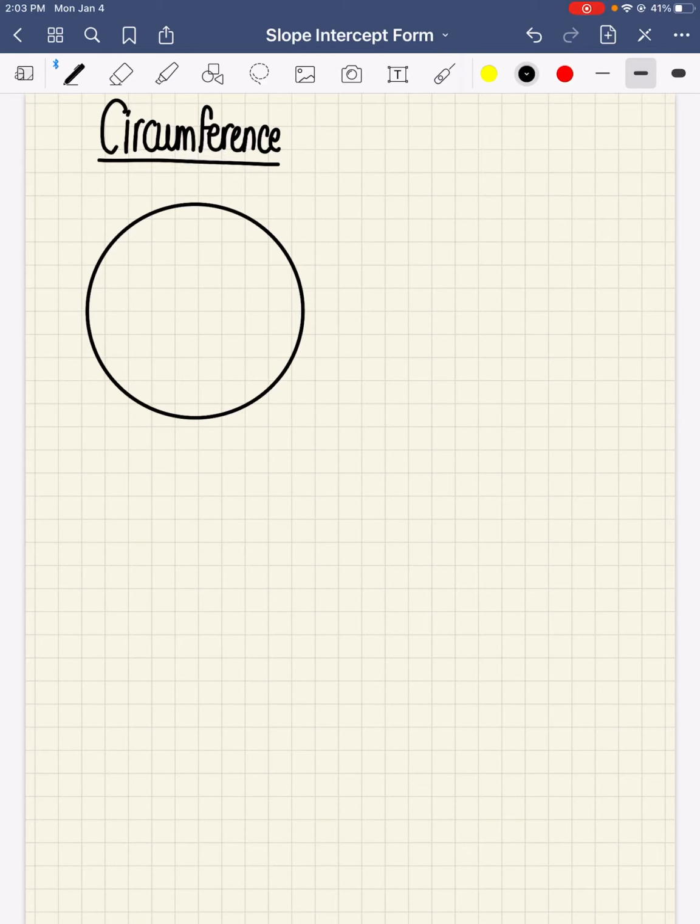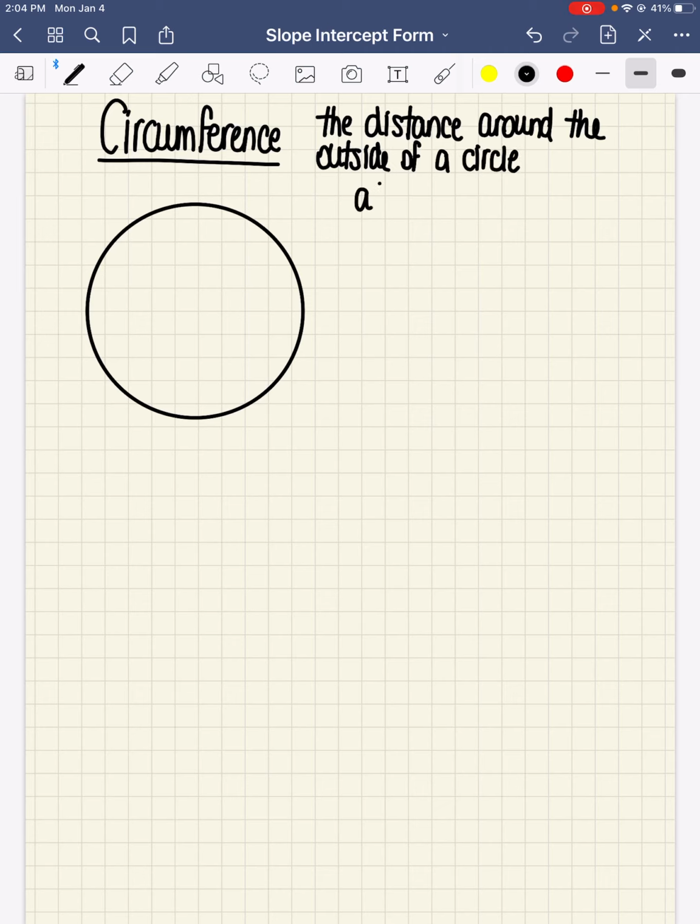Hello and welcome to a video on circumference. We are still talking about parts of a circle, and so we're going to write some notes today and do some examples on circumference. The definition for circumference is the distance around the outside of the circle. That would also be known as the perimeter of a circle.